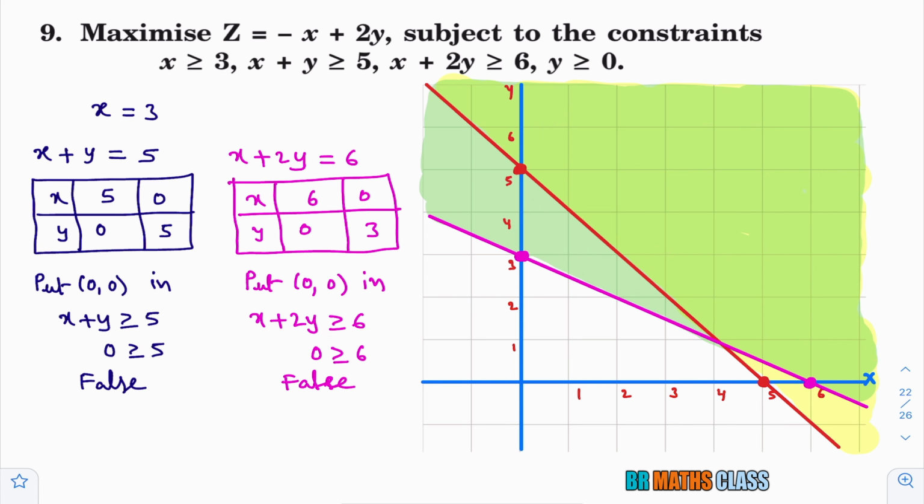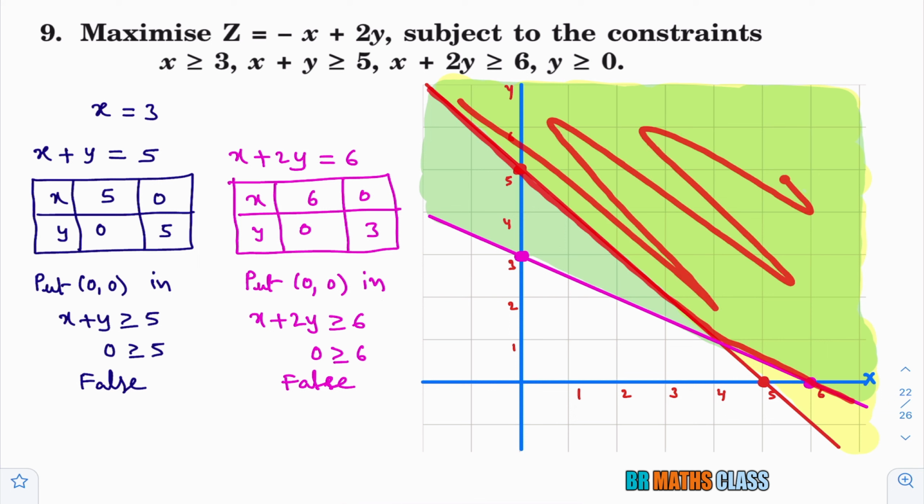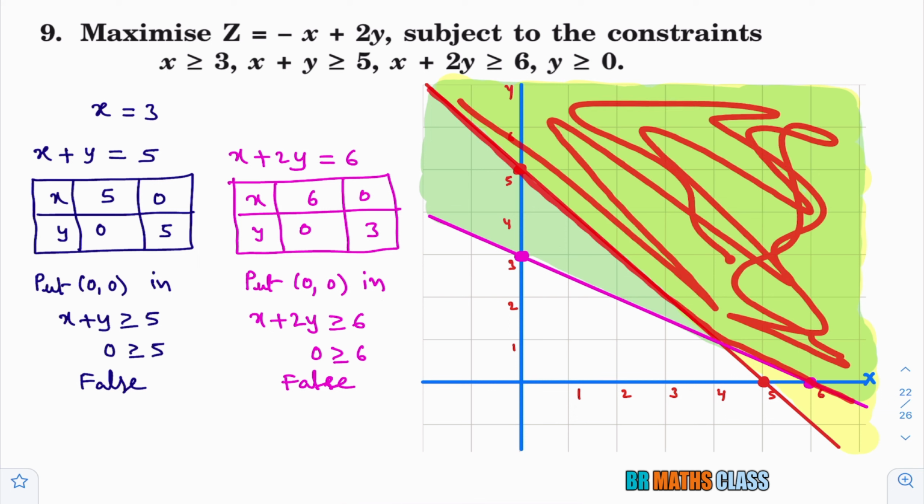Okay, now as we graphed these two inequalities, what is the common region satisfying both the inequalities? Please observe carefully. This is the common region satisfying both the inequalities. Now another two inequalities are also there. Now we will consider them.